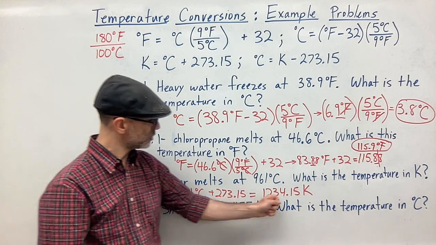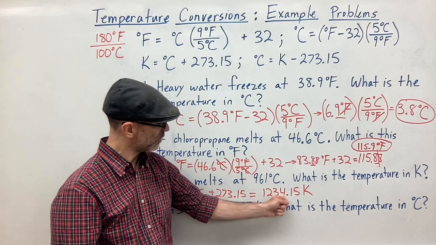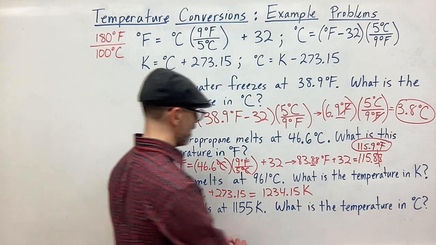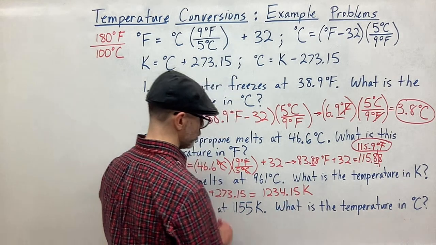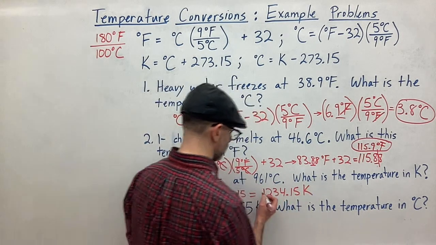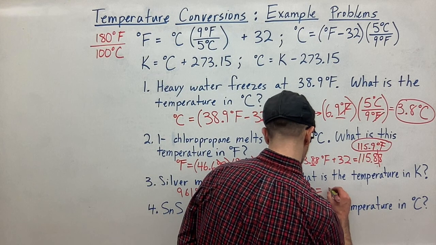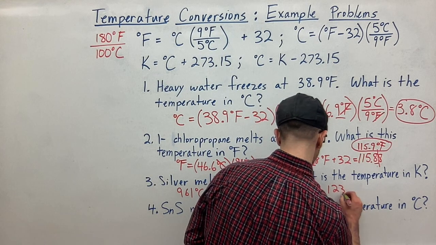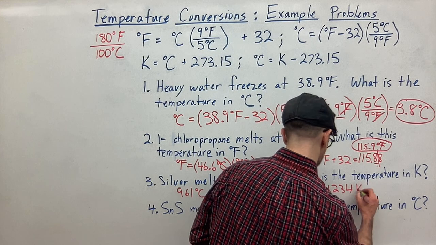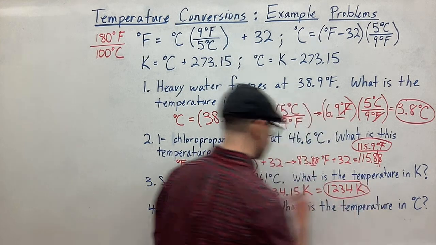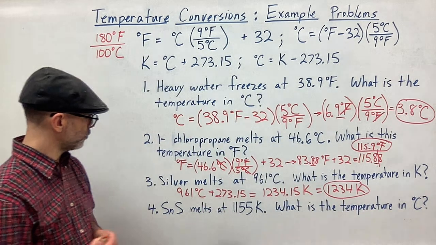So my answer should end at the ones place here. I shouldn't have any decimal places. So then I would round that to 1, 2, 3, 4 Kelvin. And so that would be the answer that I would record.